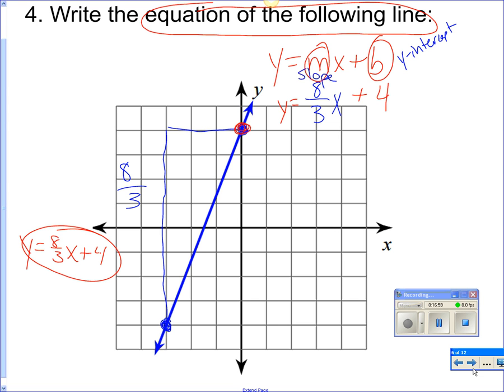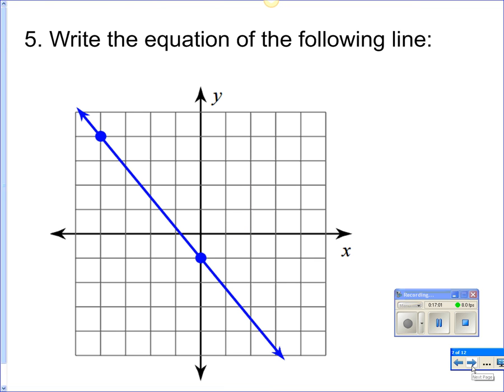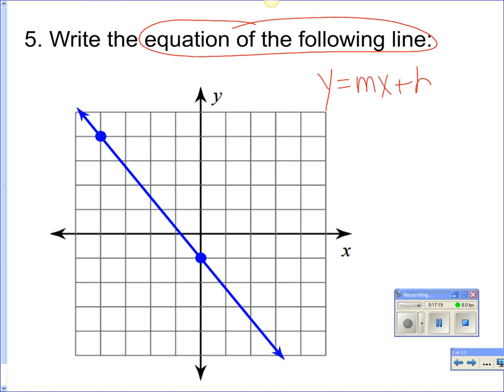Okay, the next one, number 5. Write the equation of the following line. Okay, Chuck, tell me something that I should circle. Equation of a line. Ethan G, tell me about that. The formula is y equals mx plus b. All right, Jacob King, what are the 2 things I need to know for my final answer? M and B. Okay, M and B are the 2 things that I'm going to have to know.